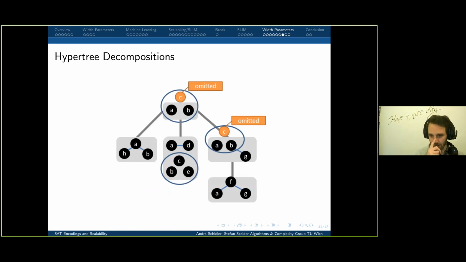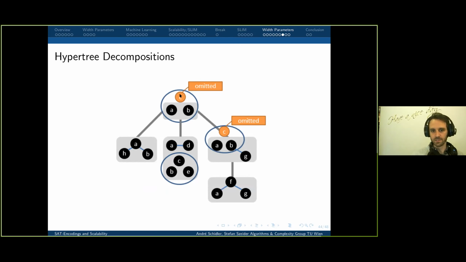Okay, and then what we actually worked on were hypertree decompositions. Don't want to go into too much detail, but the main difference is one extra condition. We call these vertices that are in the cover but not in the bag omitted. And for hypertree decompositions, you say the tree is rooted. So this is actually the root. It is not placed here out of convenience, but it's actually the root.